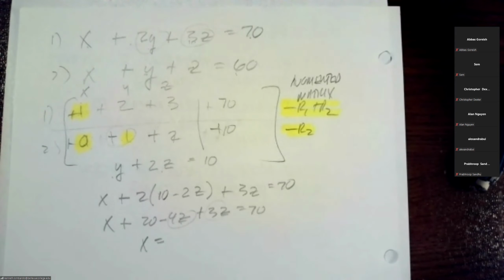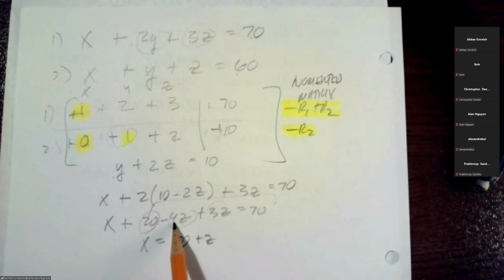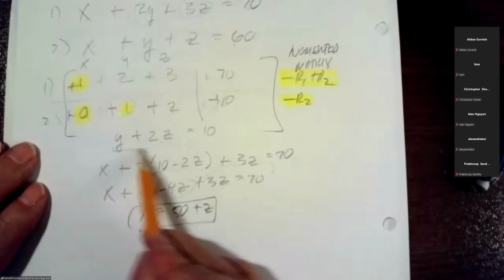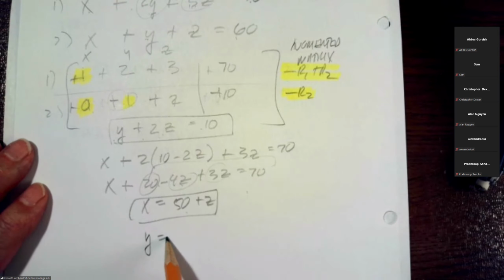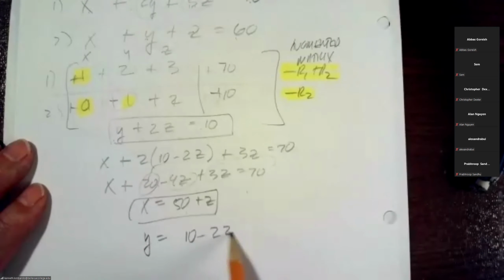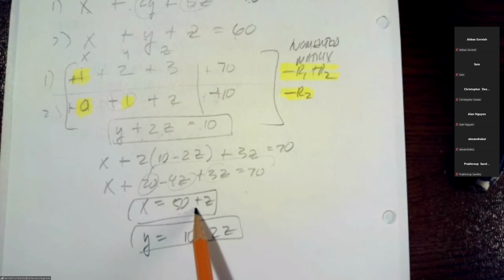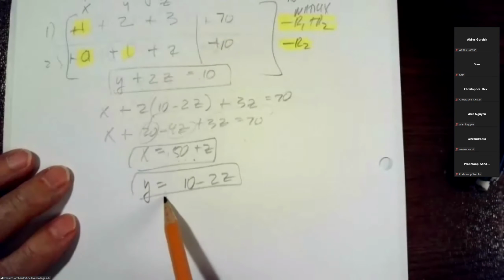So we end up with minus 1Z, and we take away the 20 from 70, that's 50, and that's going to be plus a Z, isn't it? This is going to be minus on the left, bring it to the other side. So X in terms of Z is 50 plus Z. So this is interesting in that we get Y plus 2Z is 10, or Y equals 10 minus 2Z. X equals 50 plus Z. And in this situation, you might say, well, we have the answer in terms of Z.